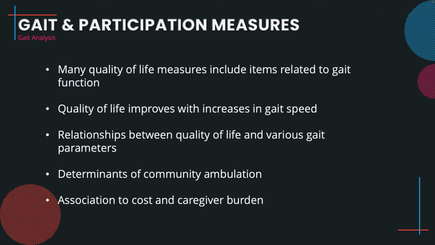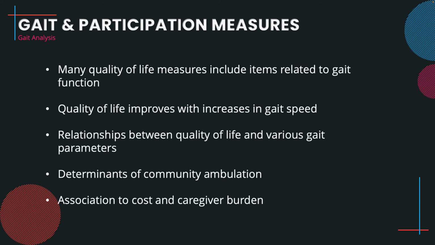So we've talked a lot about temporal and spatial measures of gait, and those fall within the activity domain of the ICF model. But gait is also important for participation, and so it's good to be able to capture that by issuing participation and quality of life measures. Many quality of life measures include items related to walking function because of the association of walking and improved quality of life. If you're able to get out and move around independently, then you're going to be able to pursue more of the things that you want to pursue that add to your overall quality of life.